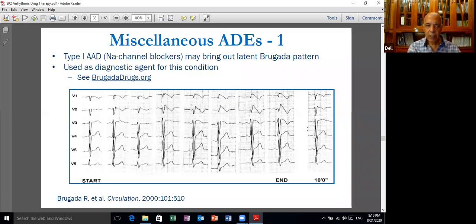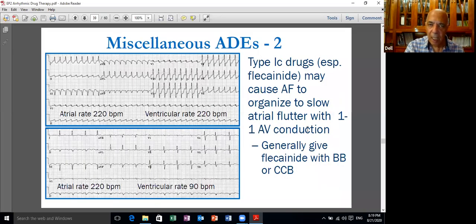So using class 1 antiarrhythmic drugs, you should be cautious of not precipitating Brugada syndrome, because this can happen very easily with the patient starting with an almost normal ECG. Now, this is a common phenomenon in patients using 1C drugs, propafenone and flecainide. Although propafenone has a beta blocking effect, its beta blocking effect is weak.